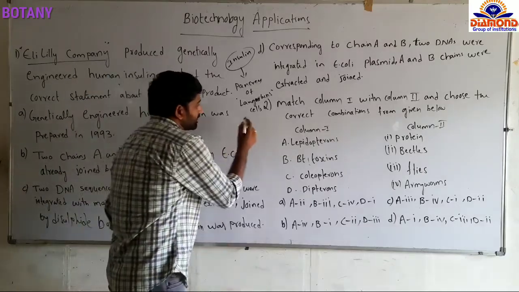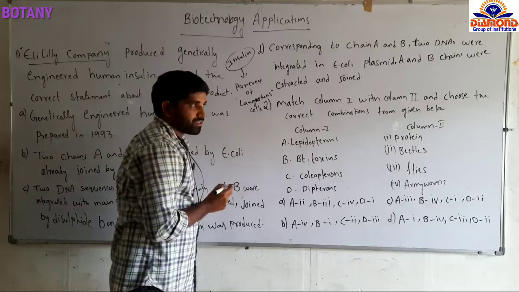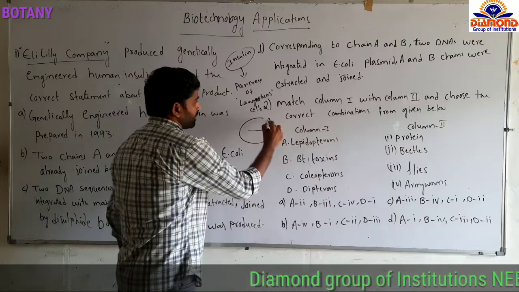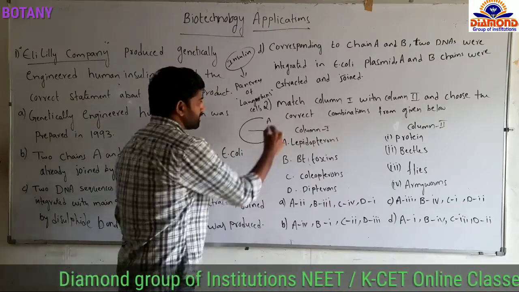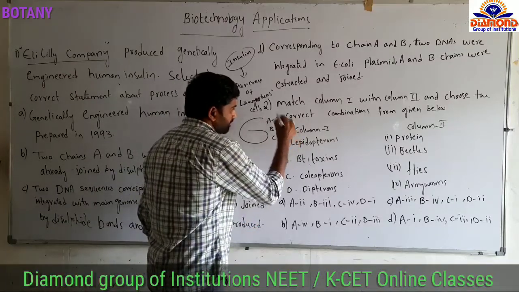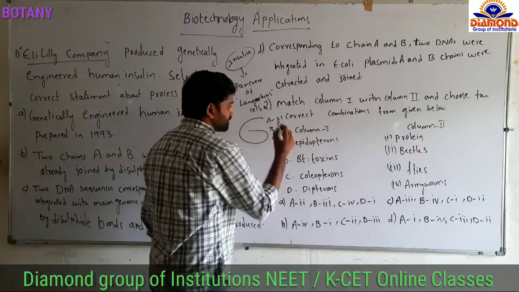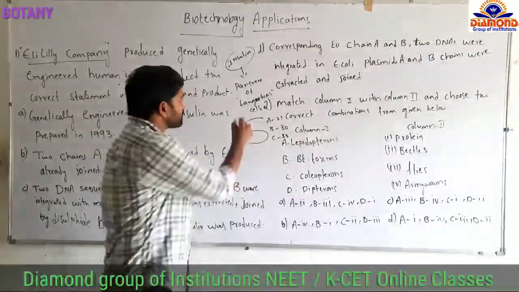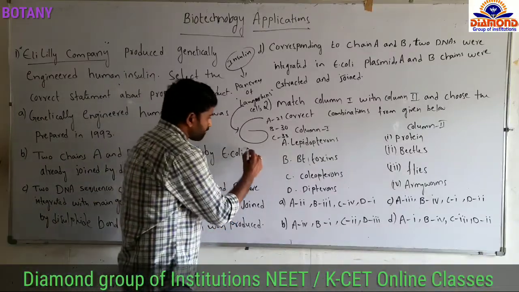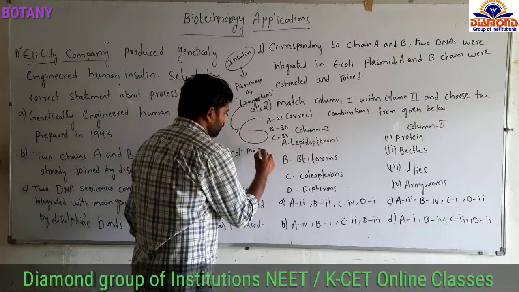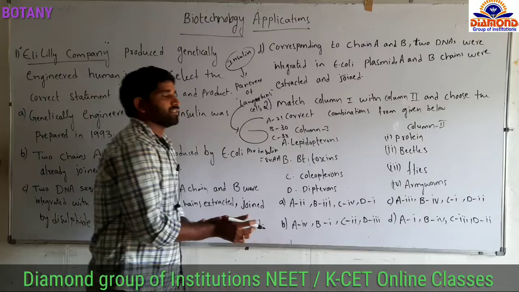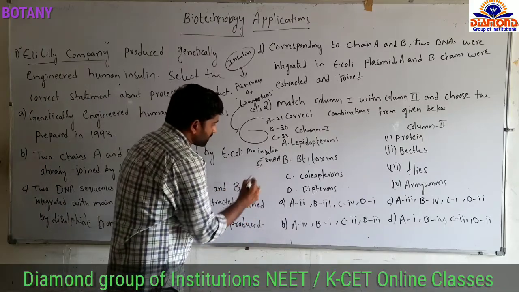For the development of insulin, it has three chains: A, B, C. So A chain, B chain and C chain. The A chain has 21 amino acids, the B chain has 30 amino acids, and the C chain has 33 amino acids. Insulin develops from the pancreas in the form of proinsulin. Proinsulin has 84 amino acids. So this proinsulin is converted into the mature insulin.